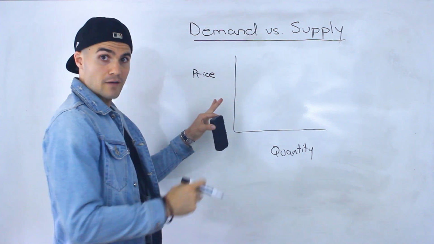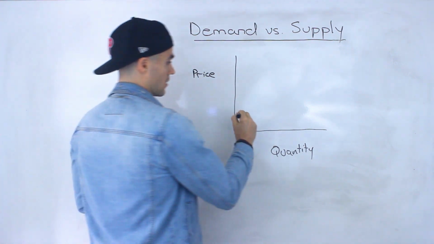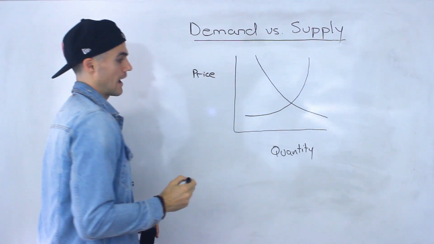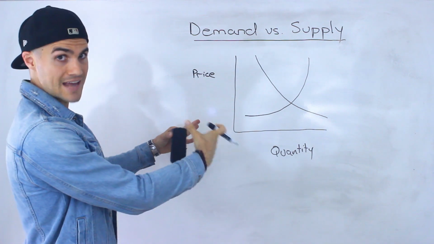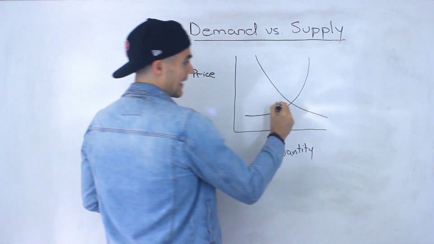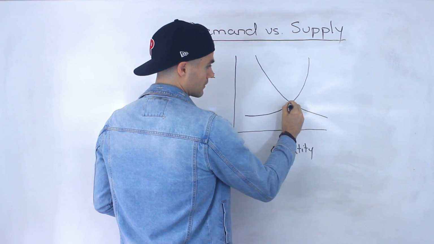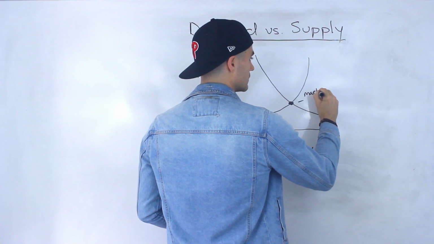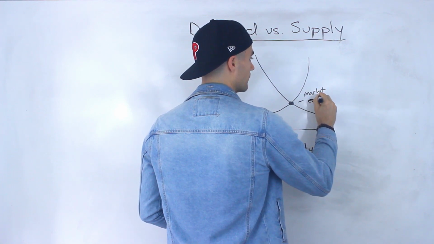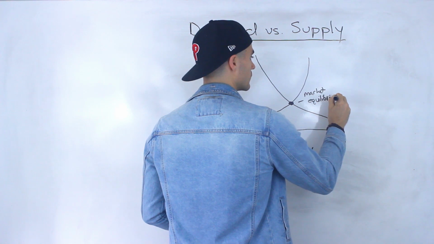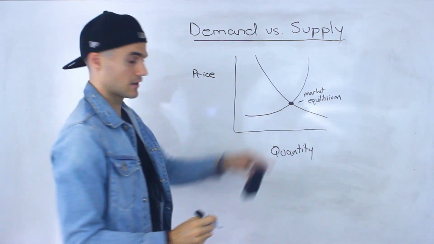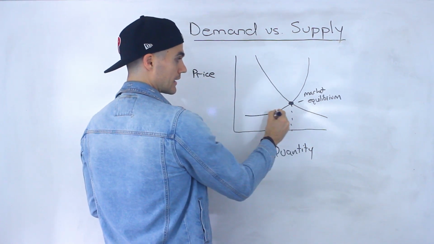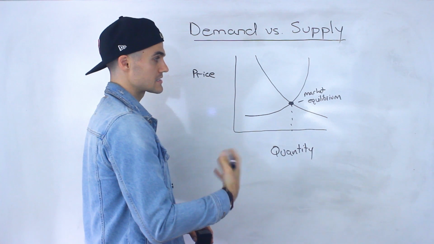So remember, we had separate graphs for a demand curve and for a supply curve. A supply curve looked like this, and then a demand curve looked like that. If we combine them, that's how it's going to look. Now notice that they both intersect at this point here. And this point is called market equilibrium. Notice that at this point here, the quantity demanded on this curve is equal to the quantity supplied.